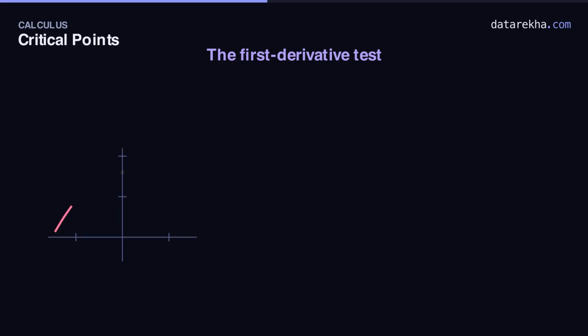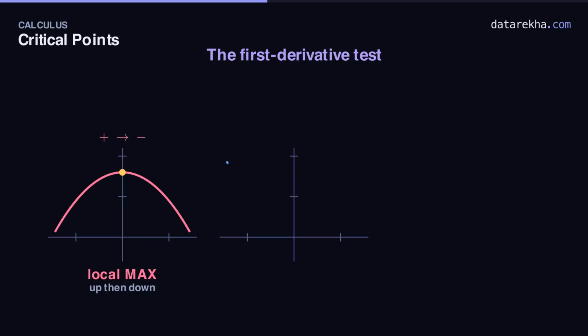First case. If the derivative goes from positive to negative, climbing, then falling, the curve rises to the point and drops away after. That's a peak. A local maximum. Second case. If it goes from negative to positive, falling, then climbing, the curve dips to the point and rises out of it. A valley. A local minimum.